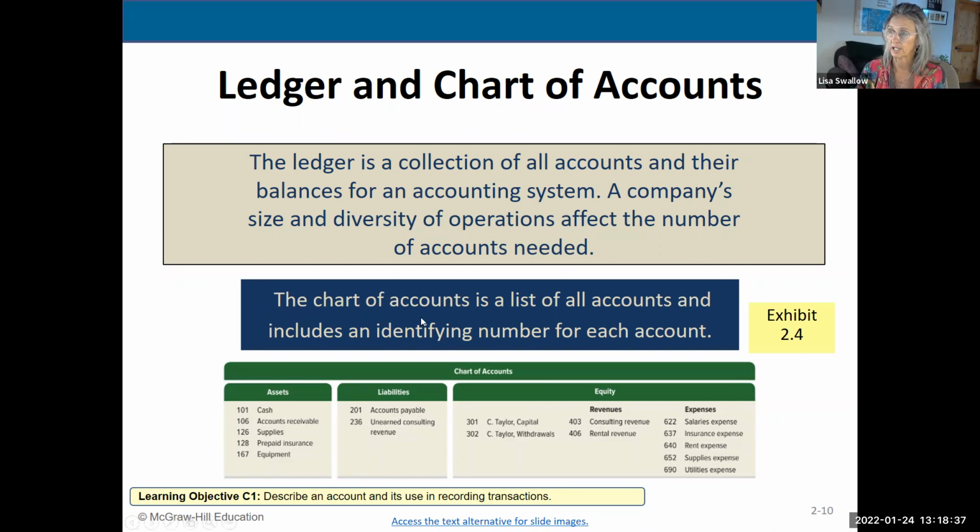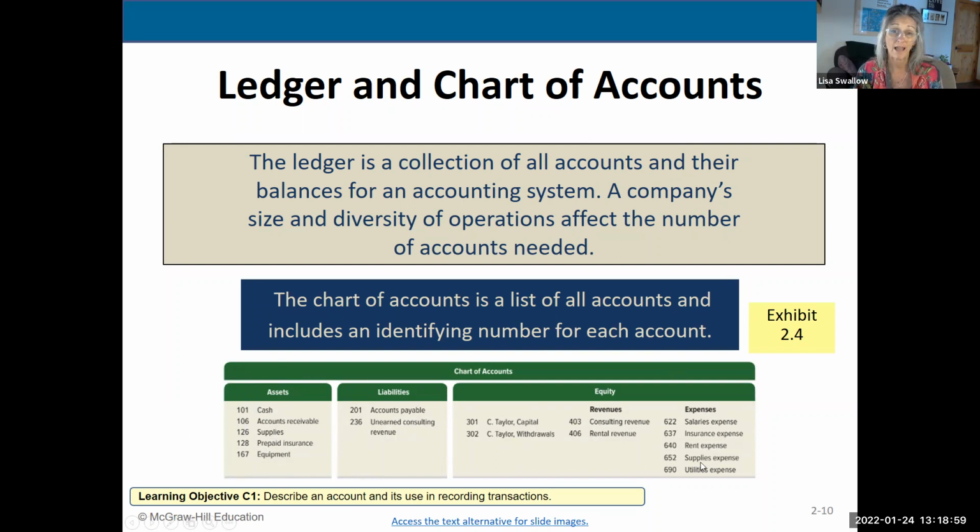The chart of accounts, this is yet another new term, just lists all of your accounts and gives them a number. So all of the assets are going to be first, all of the liabilities next, the capital and the withdrawal account next, then revenues, and then expenses.